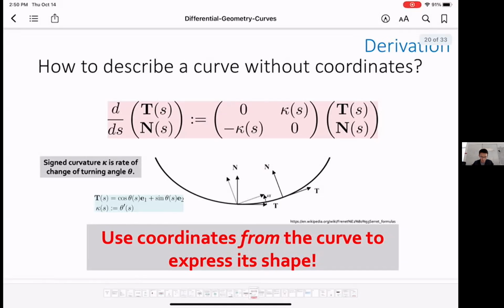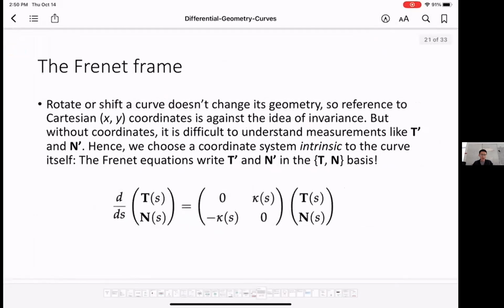and normal regarding that point. So just to summarize this a little bit, what we're saying is that I can rotate or shift the curve, doesn't matter, but the geometry of it shouldn't change. Whenever we reference back to the Cartesian XY coordinate system, it is against this idea of invariance. The problem of totally getting rid of any coordinates is that it makes it hard to understand these measurements, like tangent prime and normal prime. I can compute the tangent vector for sure, but if there is no coordinate, I'm not sure how much my tangent vector is changing.